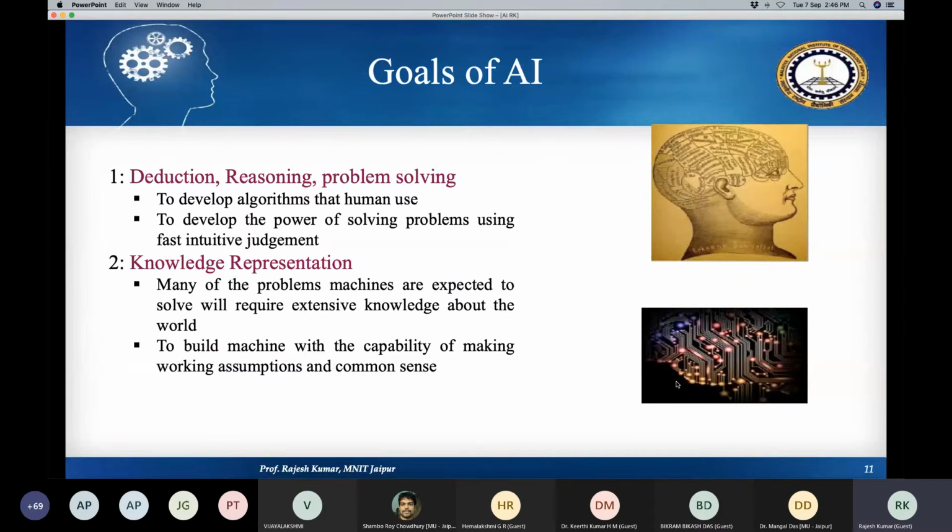So there are certain goals of AI before we move on. We have to apply it, but we need to understand where to apply and why. The goals are like: AI must have developed algorithms that humans use to deduce certain kinds of connections and reasoning, and if the problems are complex, to find out the complex problems.